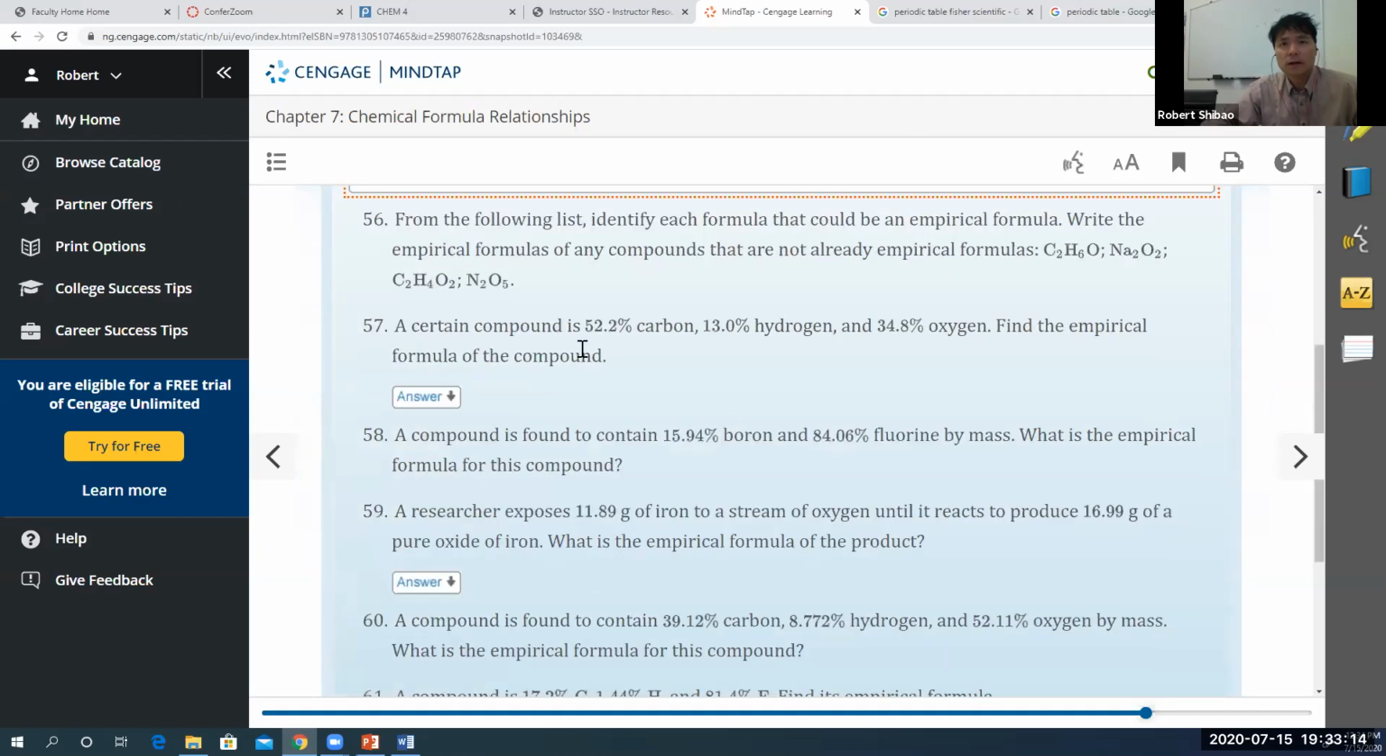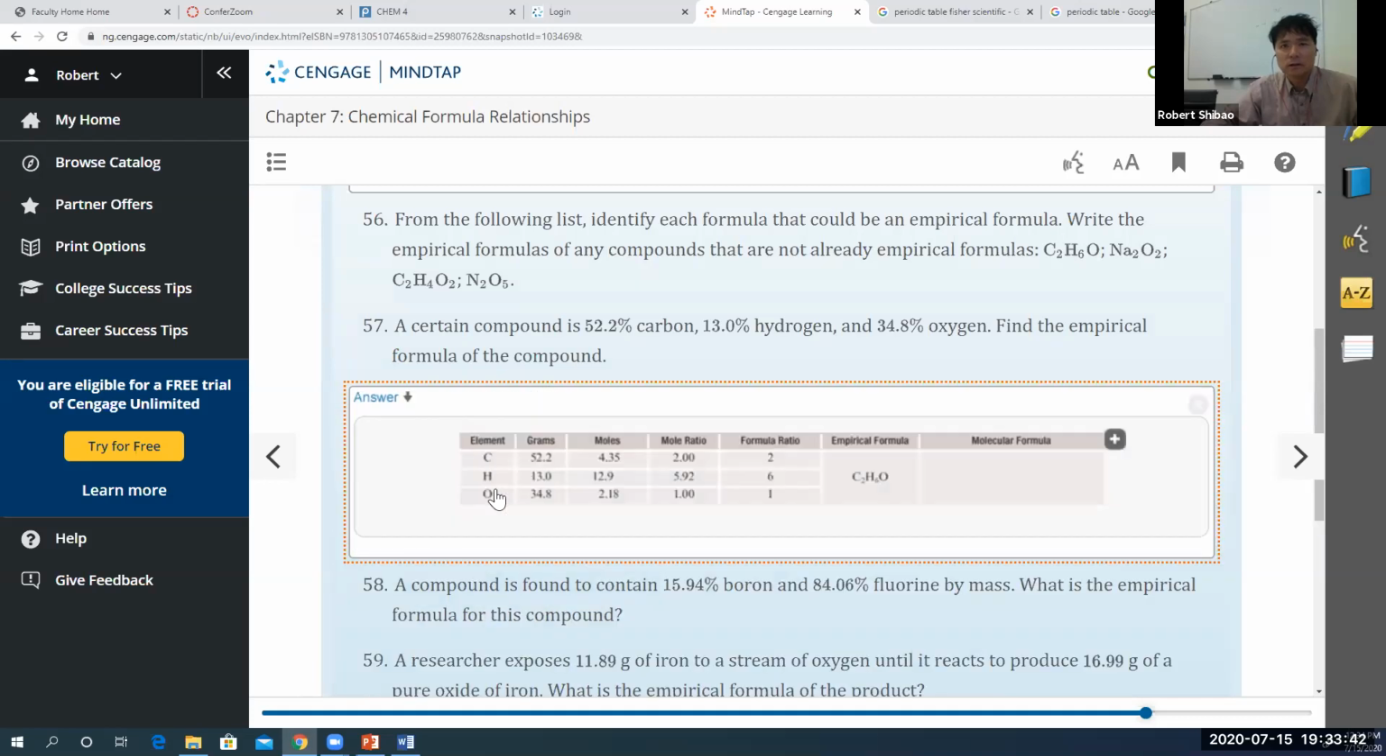A certain compound is 52.2% carbon, 13.0% hydrogen, and 34.8% oxygen. Find the empirical formula. And so what we do here is we assume a 100-gram sample. I did an example of this. And so we're just mentally going through. So there's 52.2 grams of carbon. Convert that into moles of carbon. 13 grams of hydrogen, convert it into moles, and 34.8 grams of oxygen, convert it to moles, and then get the simplest mole ratio. That's the formula.